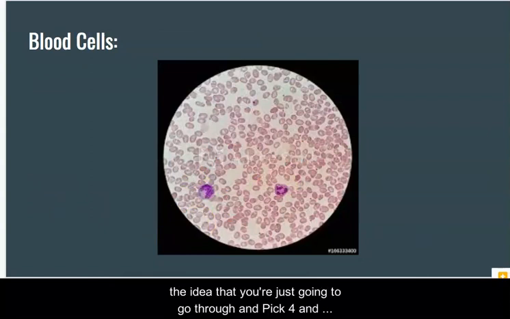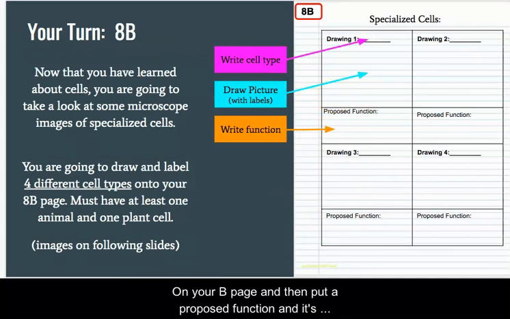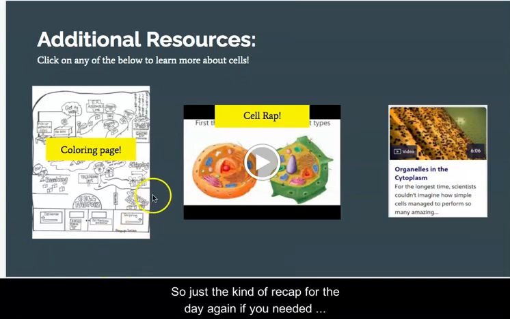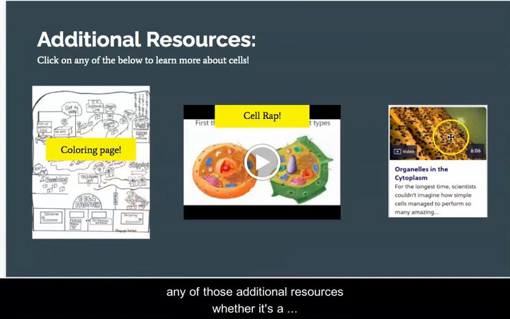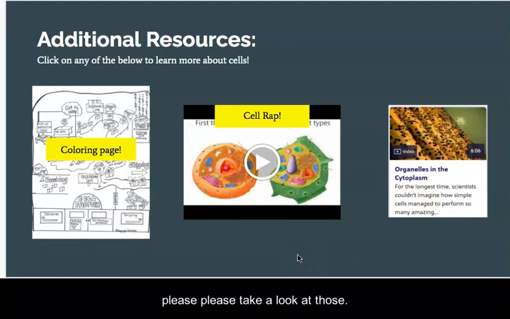You're just going to go through and pick 4 and draw those out on your B page and then put a proposed function. And it's okay if you do some research and Google it also if you'd like. So just to recap for the day, if you needed any of those additional resources, whether it's a coloring page or the cell wrap or looking at that video to really understand the different cells and parts of cells, please, please, please take a look at those.